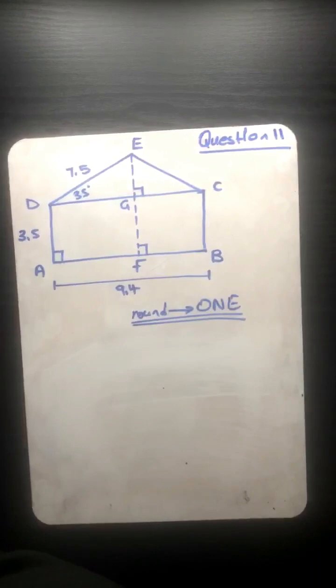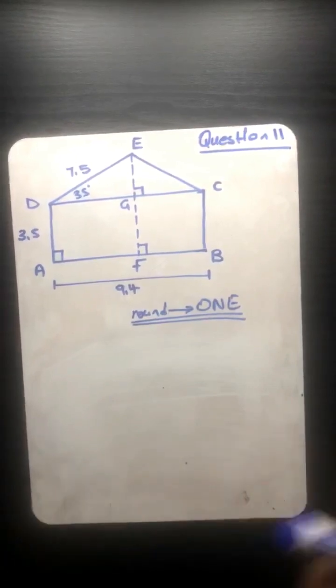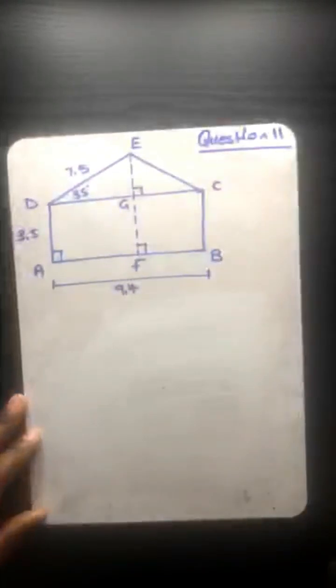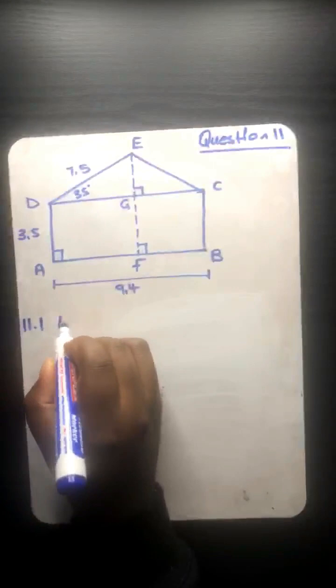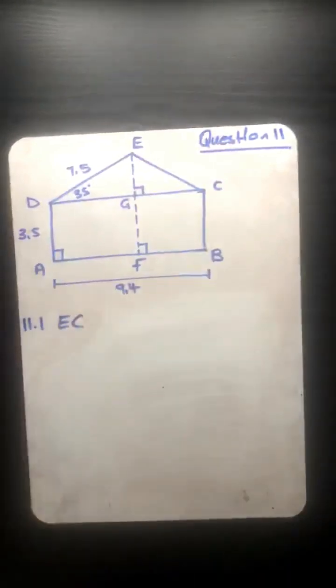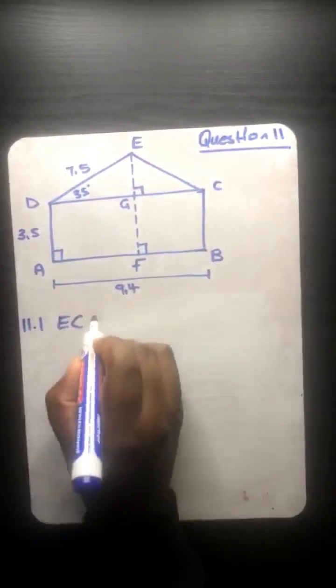11.1, they want you to calculate AC. Anyone who would like to give it a try to explain how we are going to calculate EC?